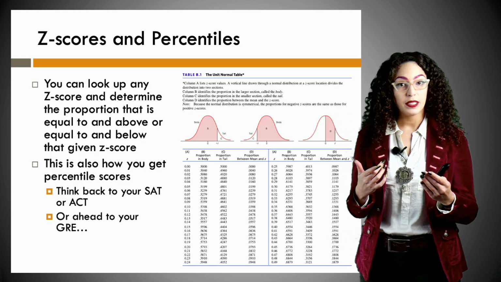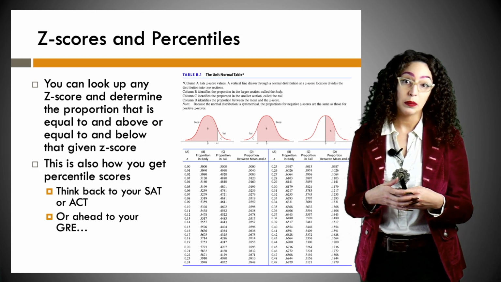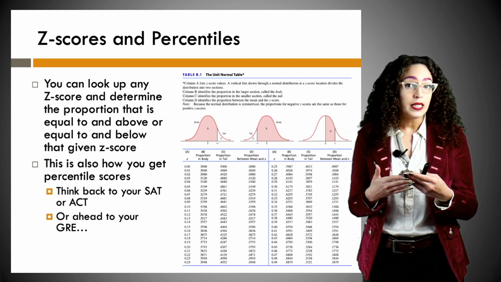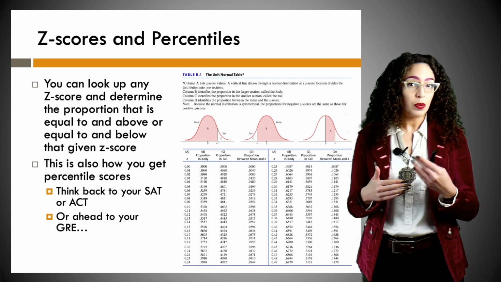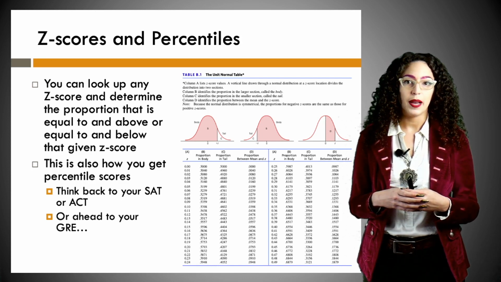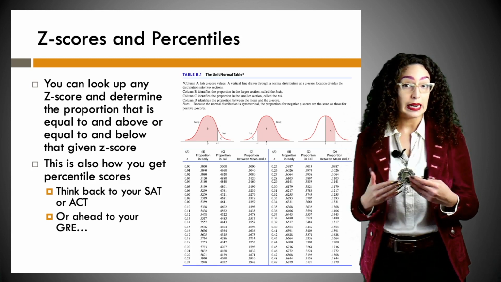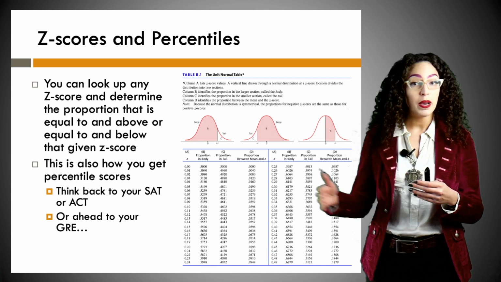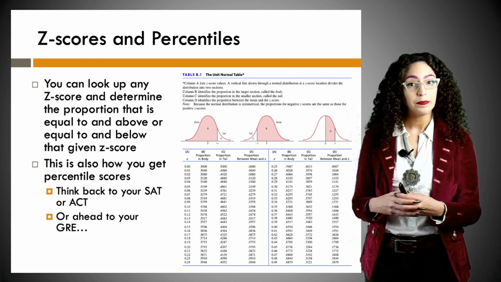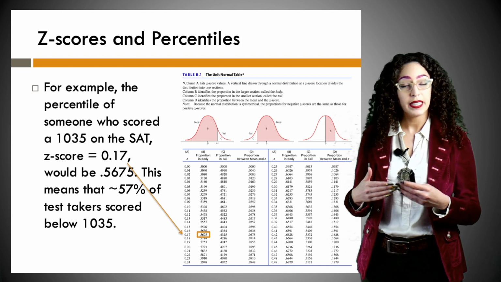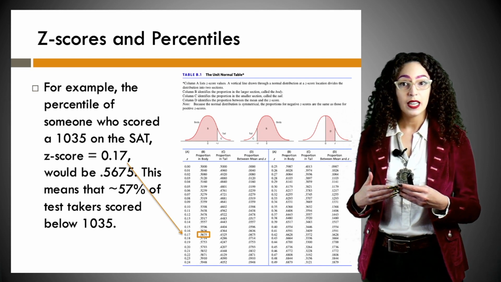So if you think back to any standardized test that you've taken, I'm sorry, America, we're all about standardized testing, like your SAT or ACT, there was probably a percentile score associated with that. And a percentile score is letting you know that if you were in the 90th percentile, you scored better than 90% of people.